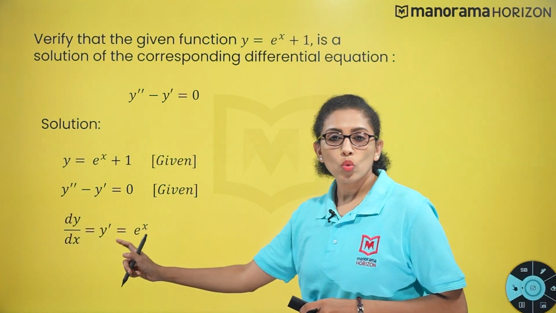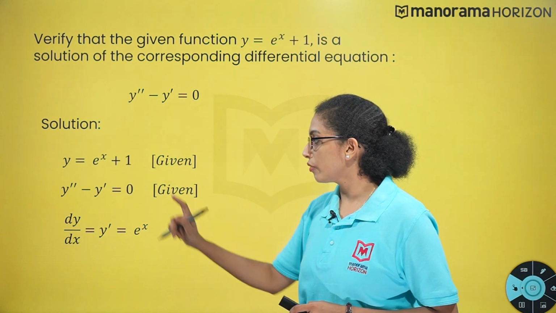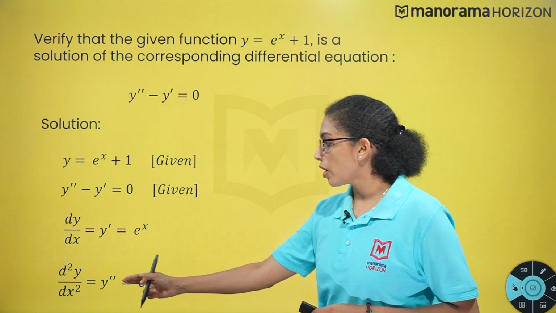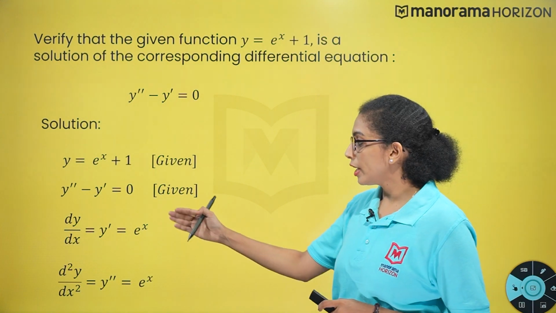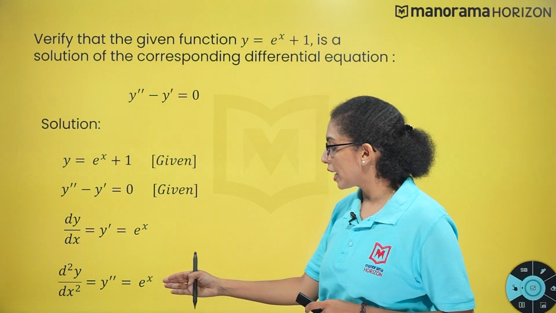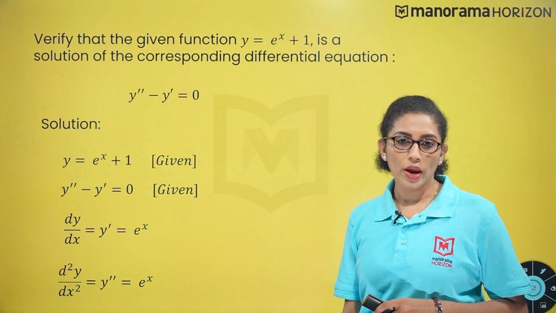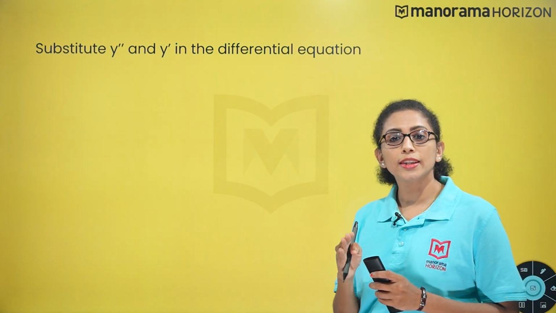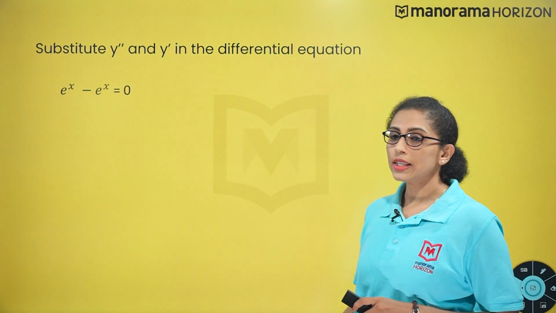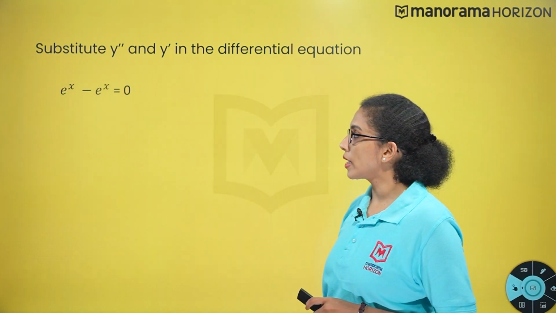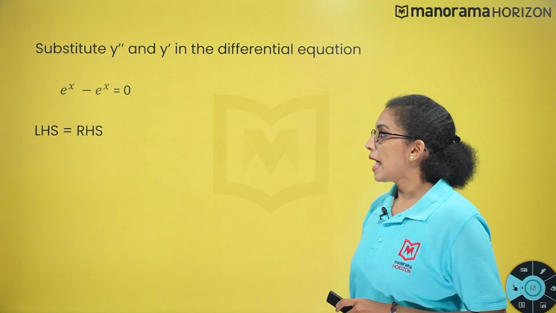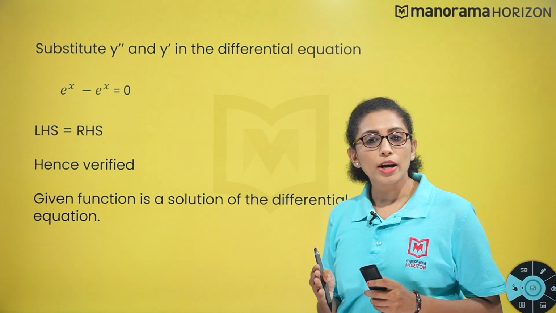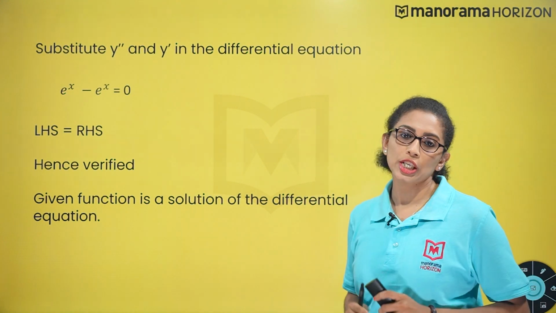dy by dx equal to y dash is equal to the derivative of y. Taking the derivative of e raised to x plus 1, we get e raised to x. Now, d square y by dx square is equal to the derivative of the first derivative. So, we get y2 dash is equal to e raised to x. Now, substitute y2 dash and y dash in the differential equation. So, we get e raised to x minus e raised to x is equal to 0. So, LHS is equal to RHS, hence verified. Therefore, the given function is a solution of the differential equation.